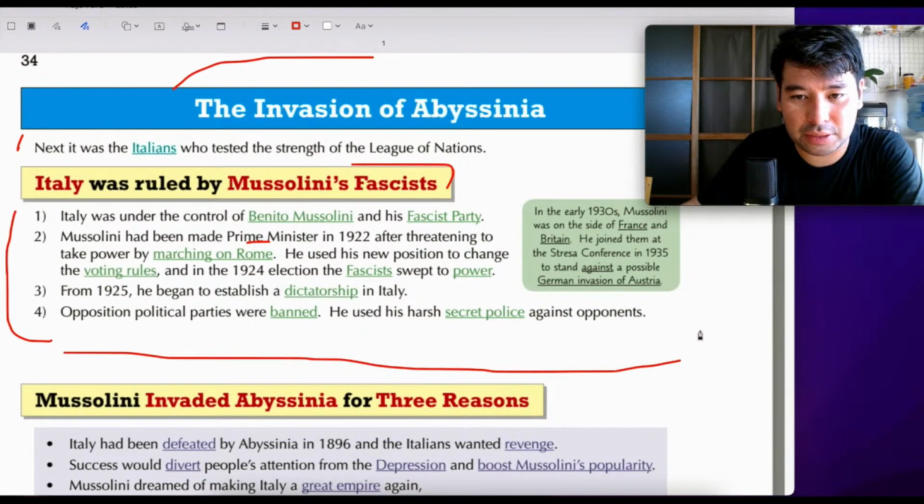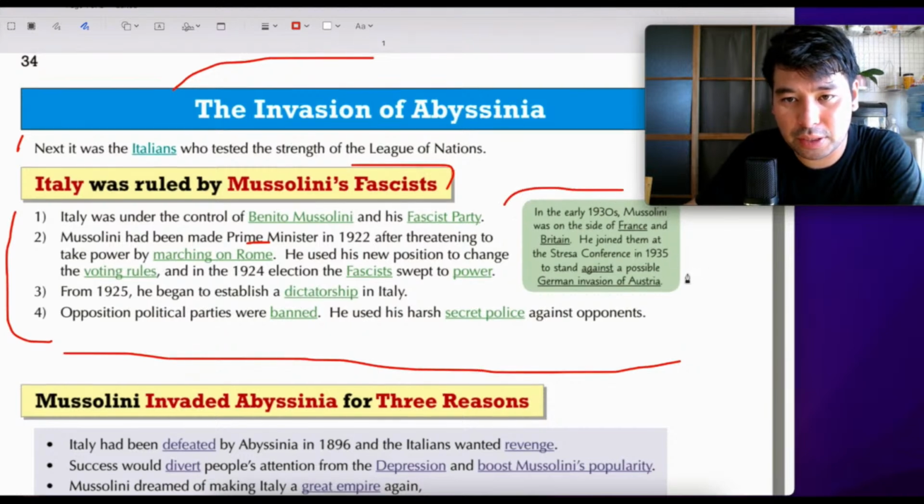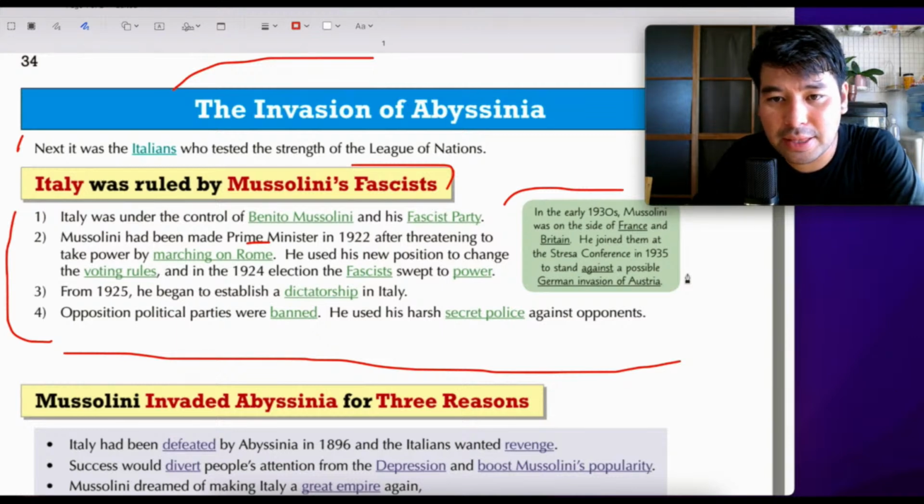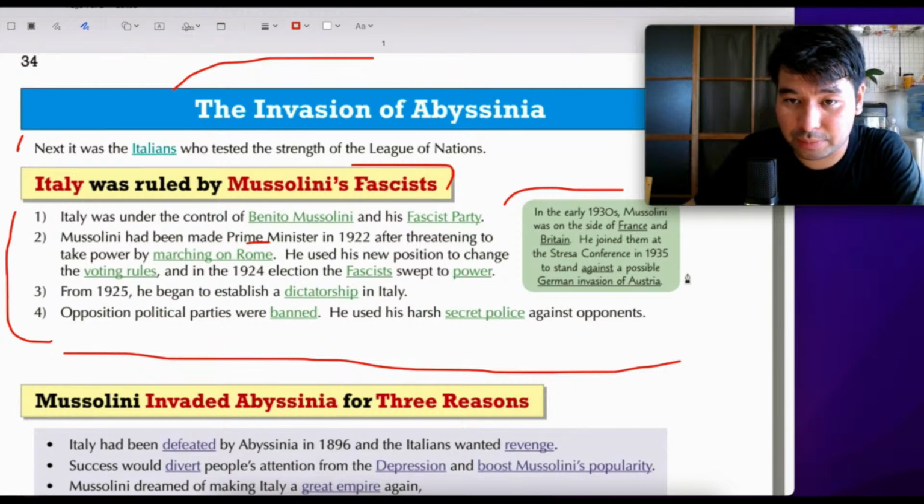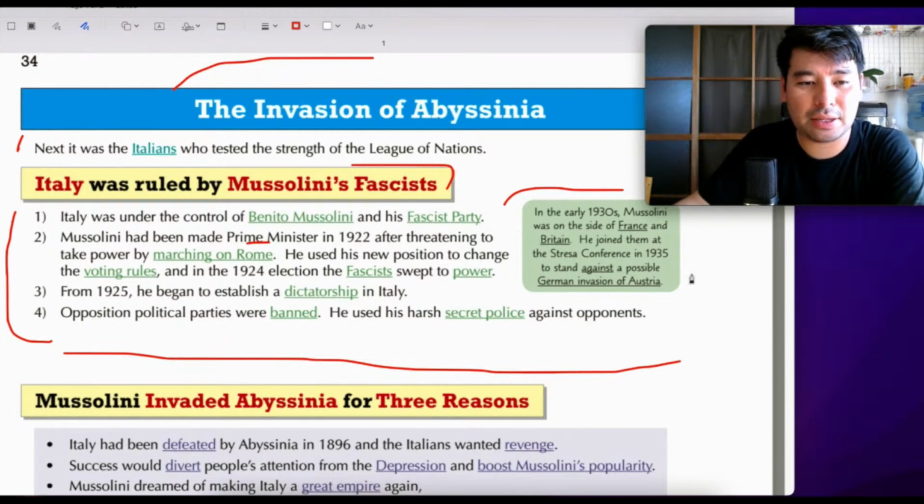Okay. And we have this green part here. I'm just going to ask you to follow me quickly here. In the early 1930s, Mussolini was on the side of France and Britain. He joined them at the Stresa Conference in 1935 to stand against a possible German invasion of Austria. So the information here is that in the beginning, yeah, he was against Germany. He was against Hitler in this beginning.